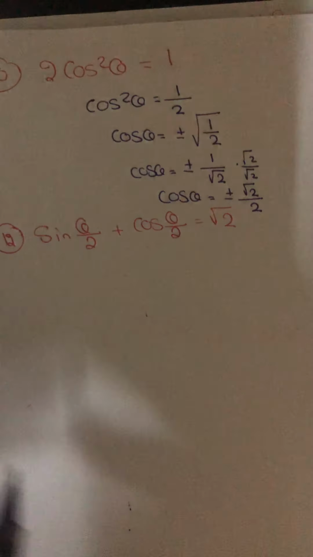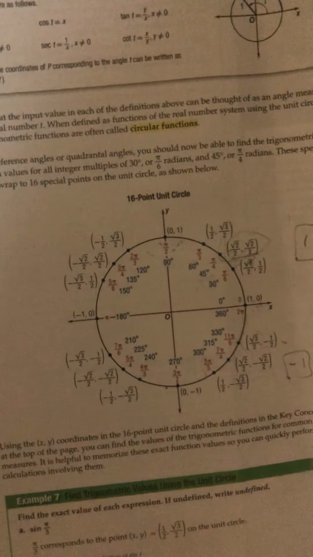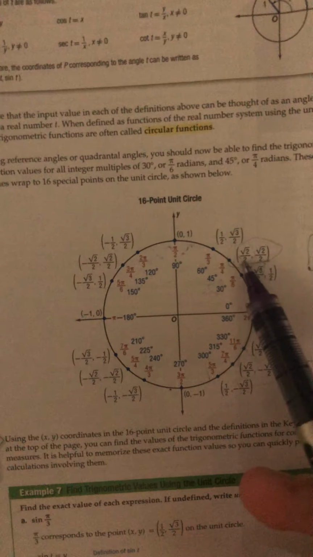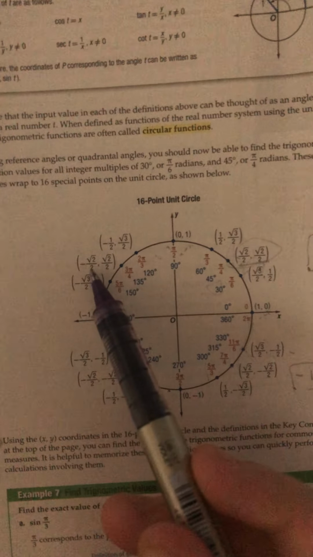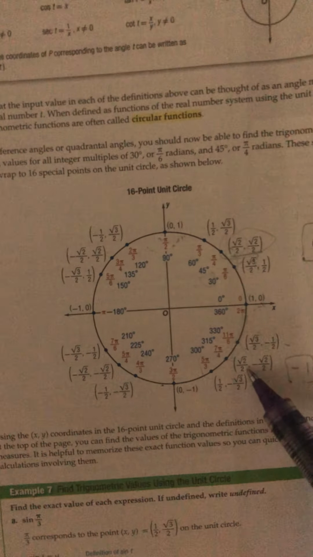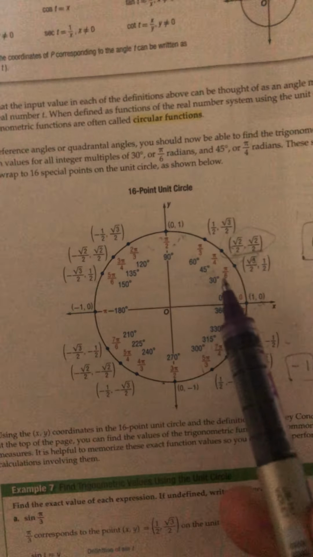Root of 2 over 2, in all the quarters, right? All the quarters. This one, the cosine is root of 2 over 2. Here, negative root of 2 over 2. Here, negative root of 2 over 2. And here, root of 2 over 2. Okay, how will I express that?